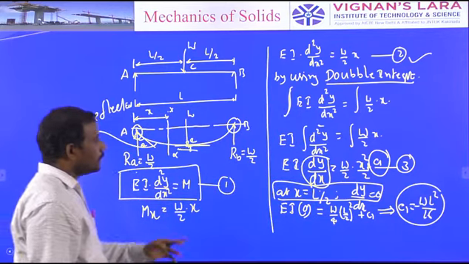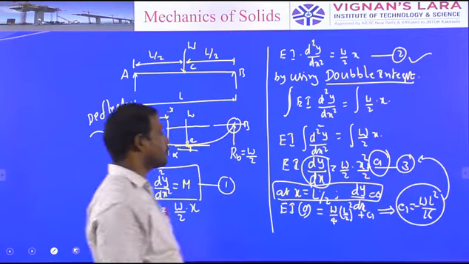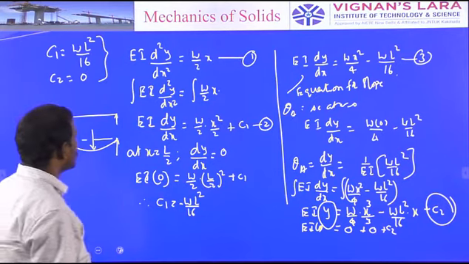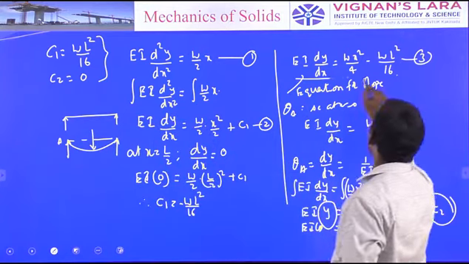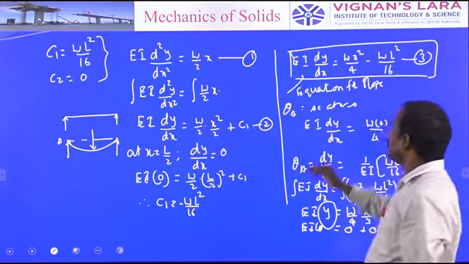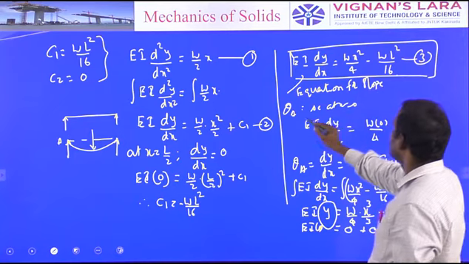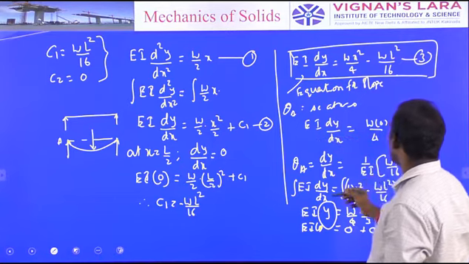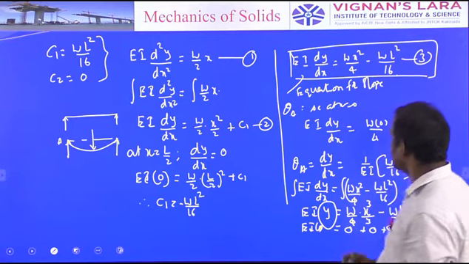So again this value is substituted in equation number 3. So finally that becomes equation number 3, this is the equation for the slope. You can find out the slope at any distance along the length. So the slope at x is equal to 0, that means at A, is found as 1 by EI into wL square by 16.